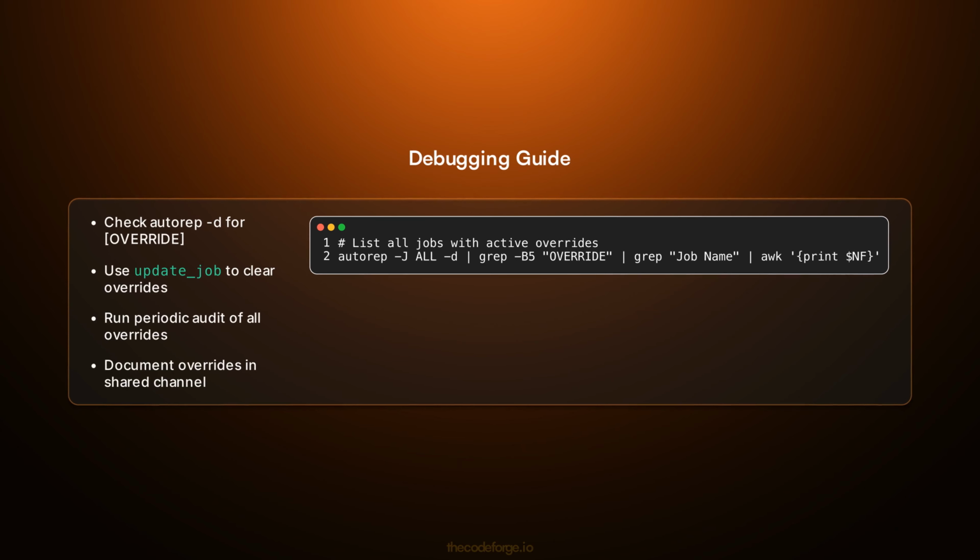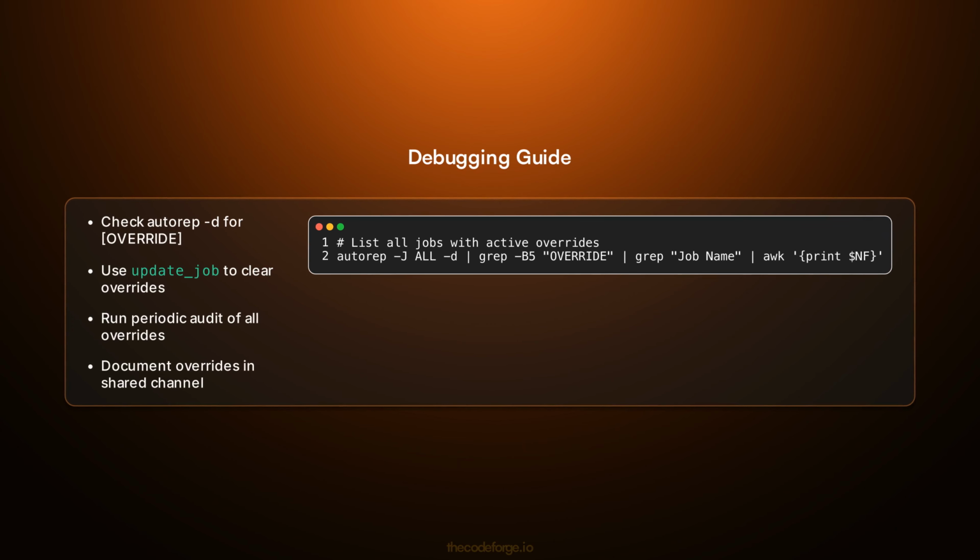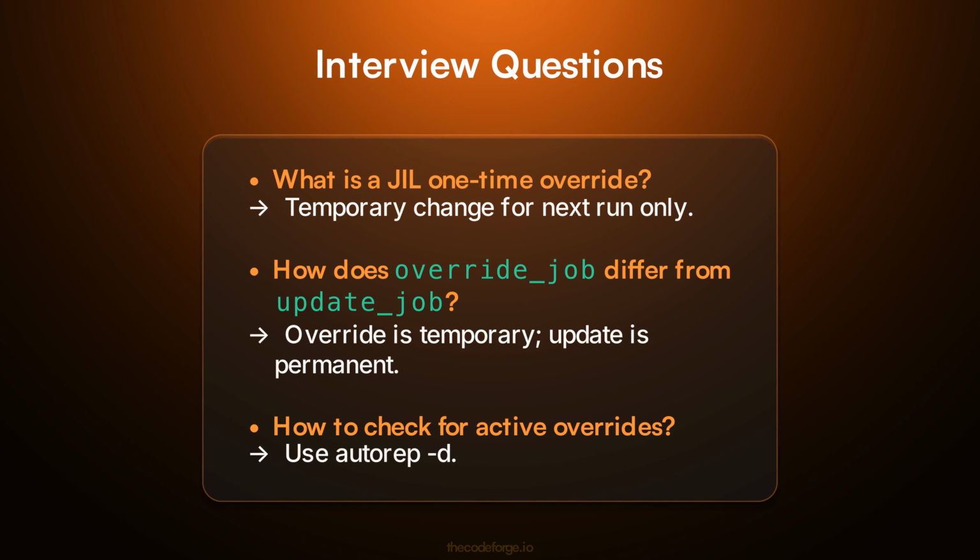To debug, first check for active overrides with autorep D. Use update job to clear them. Run a periodic audit script to catch forgotten overrides. Let's run through some common interview questions.